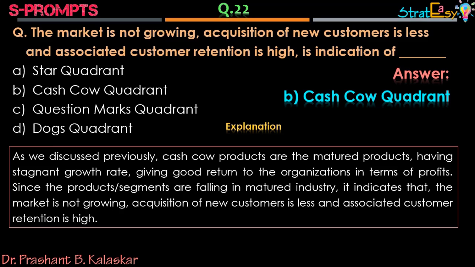Since the products and segments are falling in the matured industry, it indicates that the market is not growing, acquisition of new customers is less, and the associated customer retention is high.